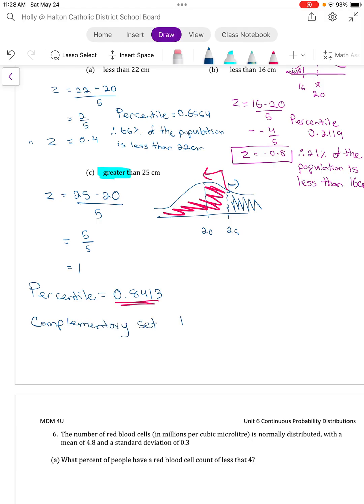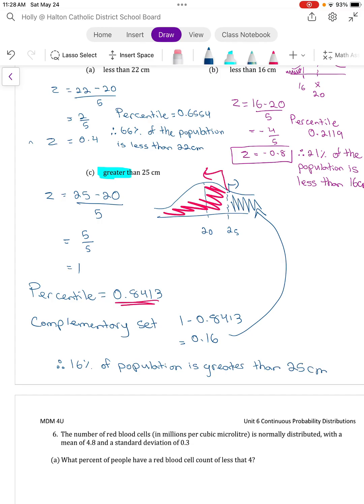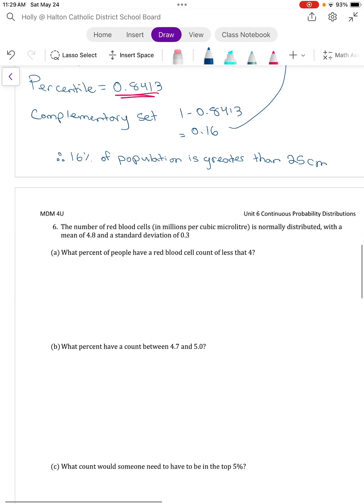So if I take 1, because we know the area under a normal distribution curve is 1, minus 0.8413, that gives me 0.16. So that means this area is actually equal to 0.16. So therefore 16% of the population is greater than 25 centimeters. Okay, so keep in mind the less than, greater than, and visualize that graph.